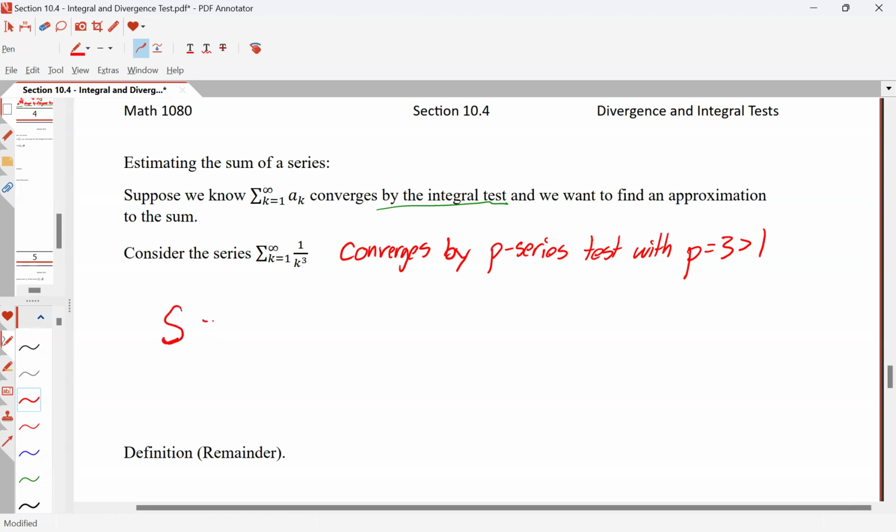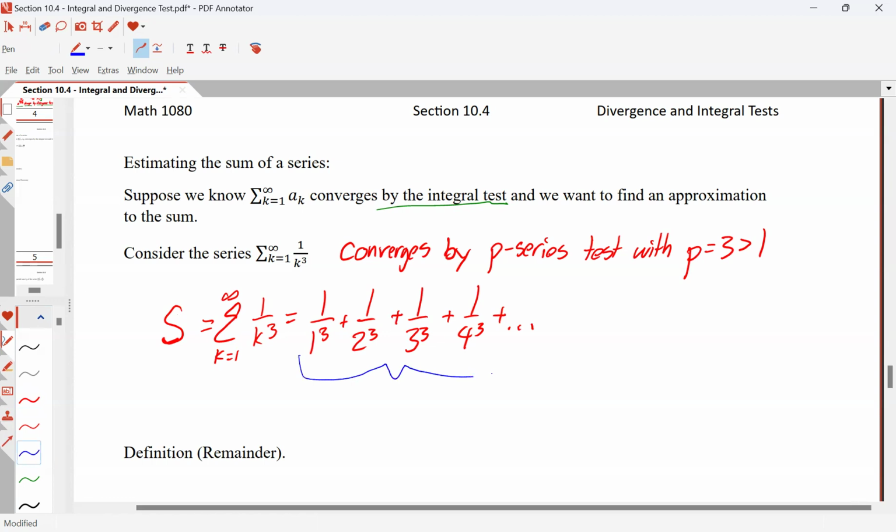And the sum of this series is going to be taking all of the numbers 1 over 1 cubed plus 1 over 2 cubed plus 1 over 3 cubed plus 1 over 4 cubed and so on, and adding that up. We want to know, what is this number? So we're going to define some things to be able to figure out what is this number.